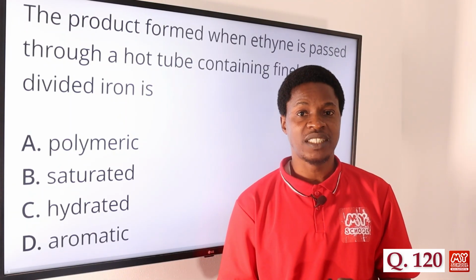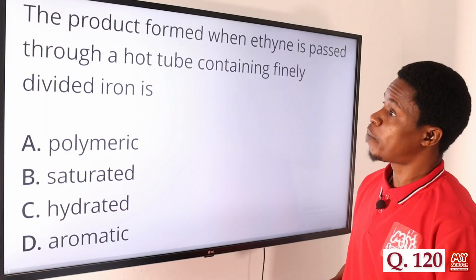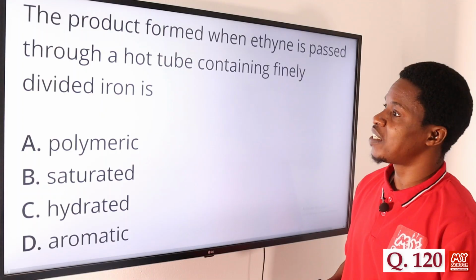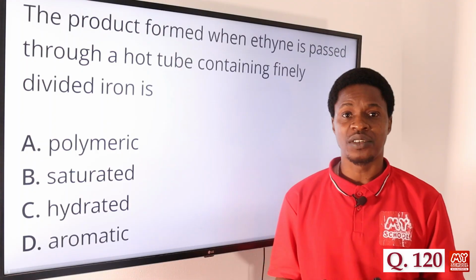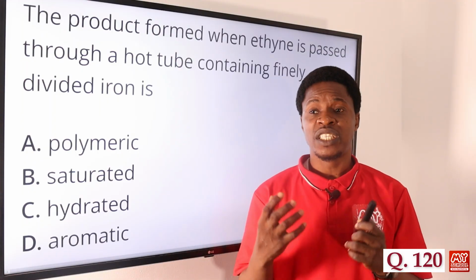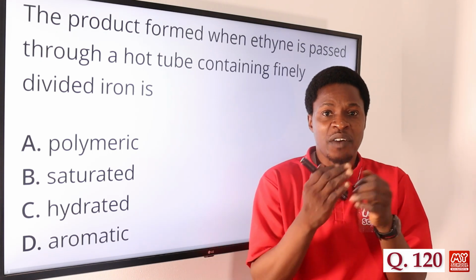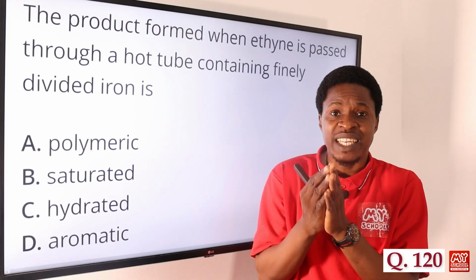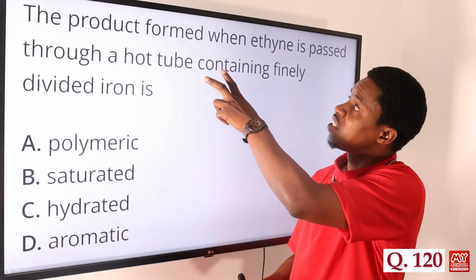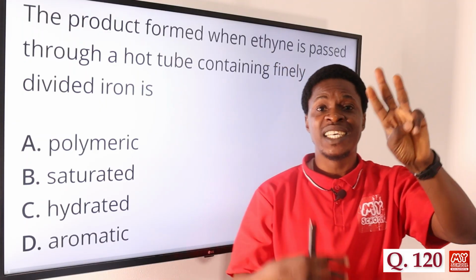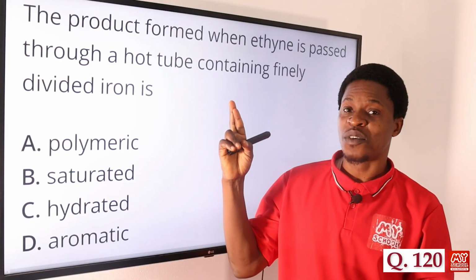Question number 120. The product formed when ethyne is passed through a hot tube containing finely divided iron is what? This reaction is what we call cyclic polymerization. Polymerization has to do with combining together two or more monomers. We have smaller units of hydrocarbons that are blended together to form a larger one. So to form an aromatic, 3 moles of ethyne will undergo cyclic polymerization to give us what we call benzene.